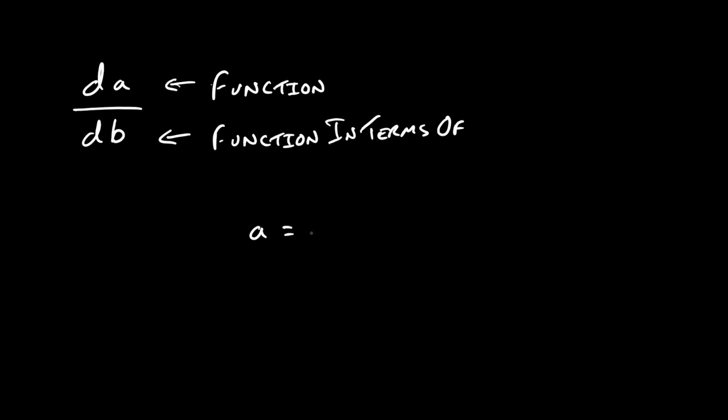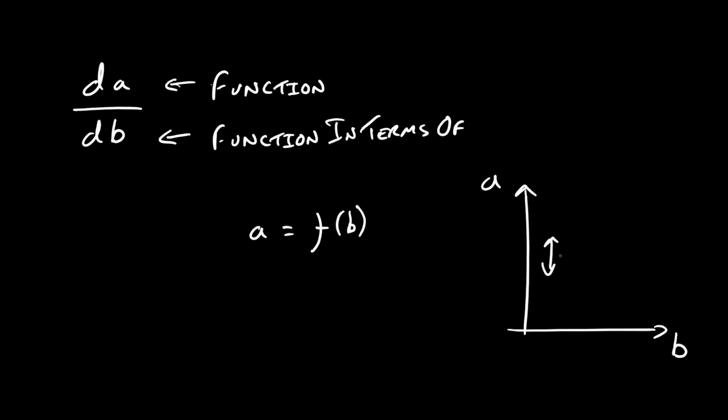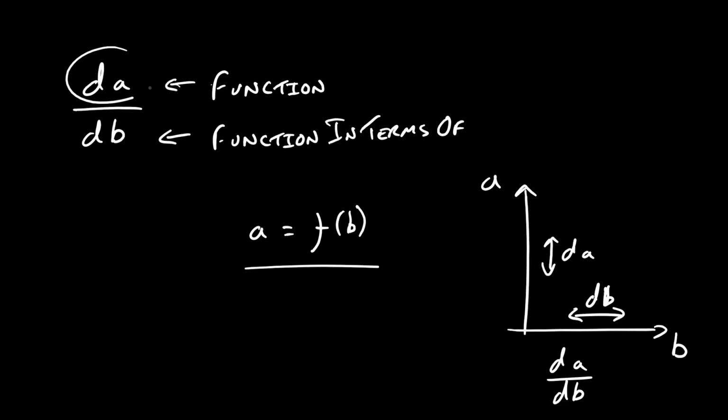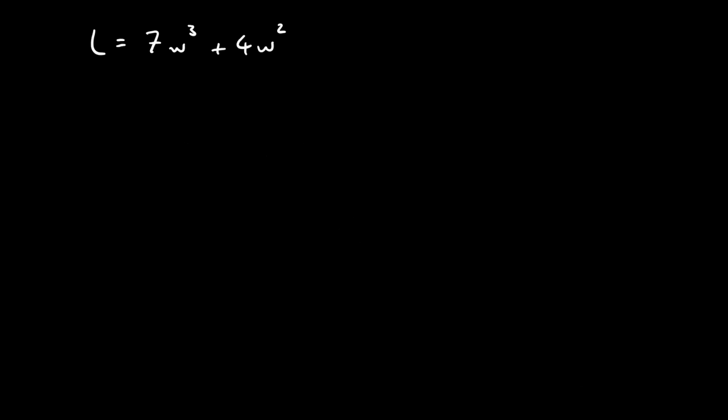So here it would be A is some function in terms of B. Okay, and I'd draw that on a graph by saying, well, I have A on this axis and B on this axis. Find my vertical change, which is dA. Find my horizontal change, which is dB. Which then means that my gradient is going to be dA divided by dB. So in general, if I have A as a function in terms of B, then the derivative of my function goes on the numerator, and the stuff that my function is in terms of, in this case B, goes on the denominator.